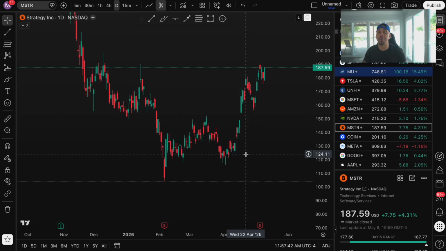How to chart for dummies. I hope I can make this as simple as possible. I'm not going to get into indicators. We're just going to talk strictly supply and demand, support, resistance, whatever you want to call it. And let's just get right into it.